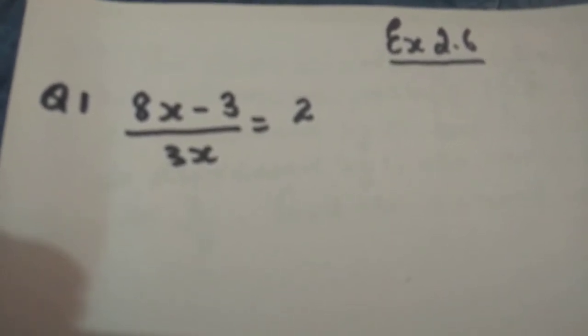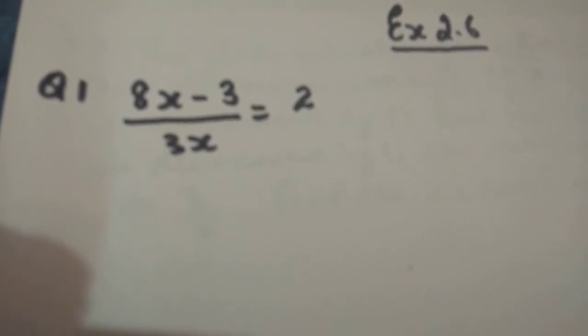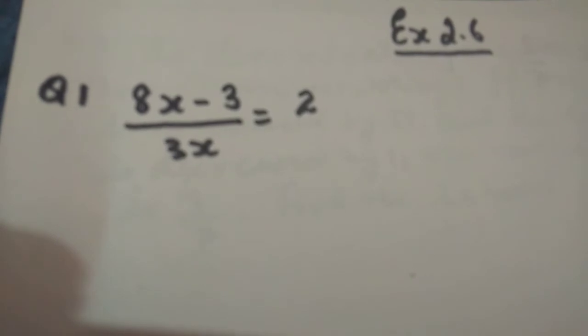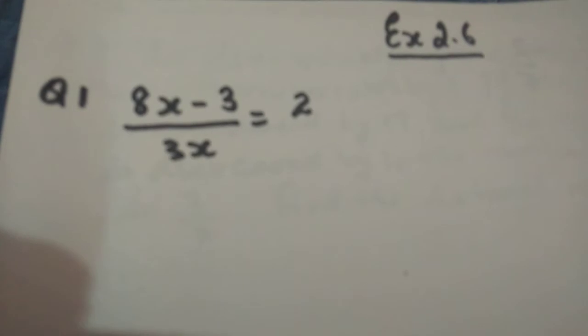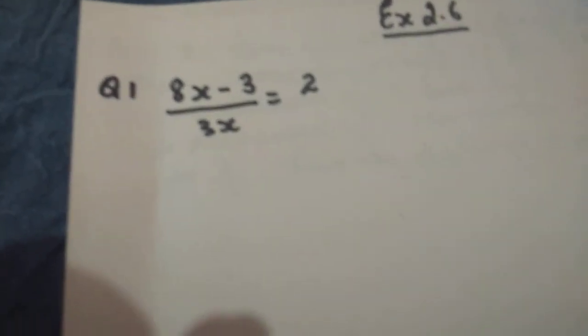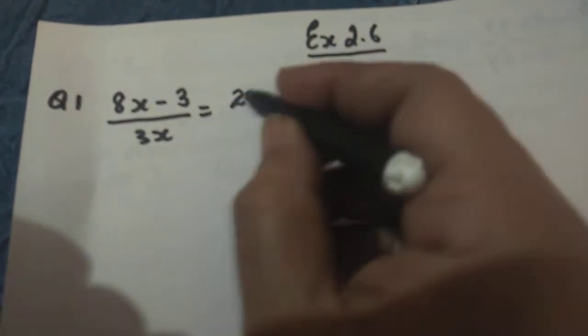We are doing chapter number 2, linear equations in one variable. Now, exercise 2.6 will start today. Question number 1, (8x minus 3) upon 3x is equal to 2. Now, we have to find out the value of x. In these types of questions, we have another method to solve. We will cross multiply.